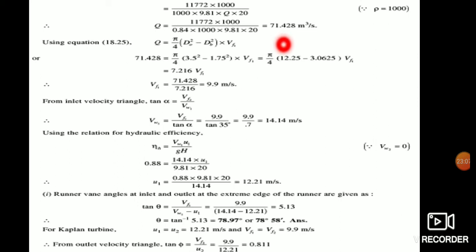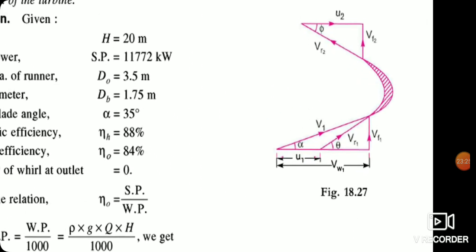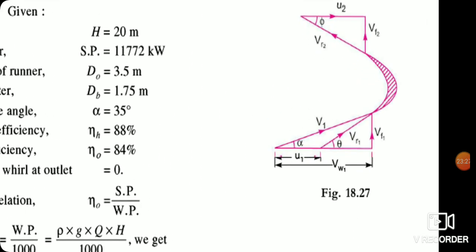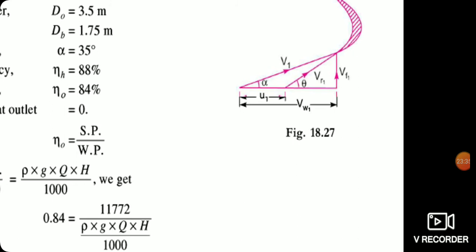VF1 is required, because to calculate this theta and phi we use trigonometry. So to calculate this particular theta angle, tan theta is equal to Vf1 divided by Vw1 minus u1. U1 we can calculate using pi D O N divided by 60. Then Vw1 we can also calculate.